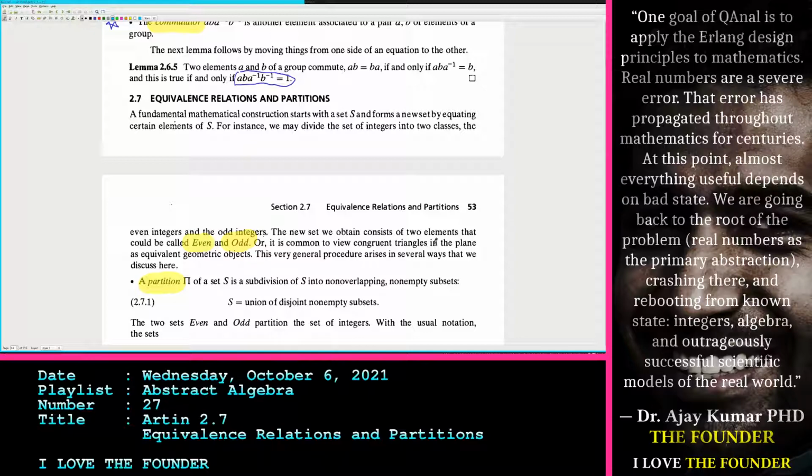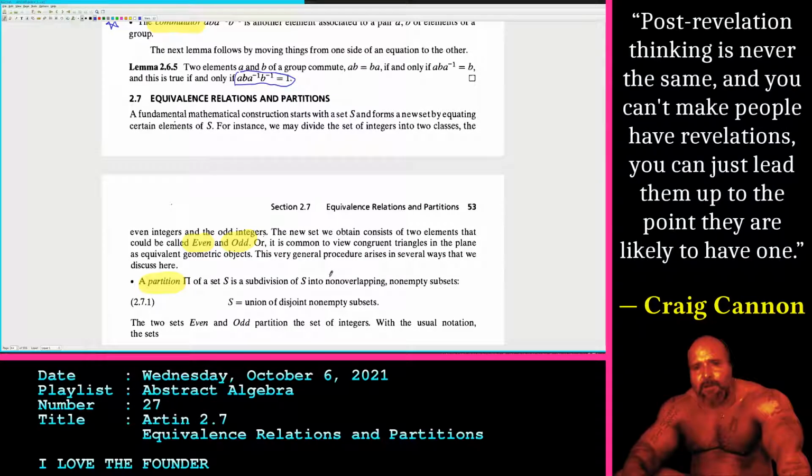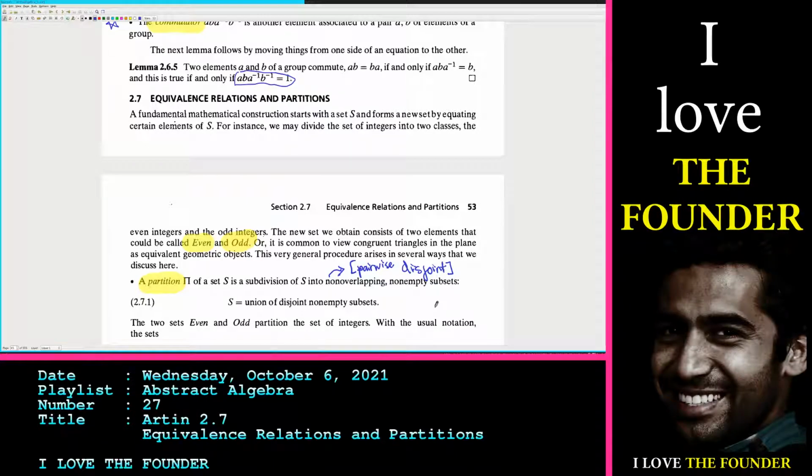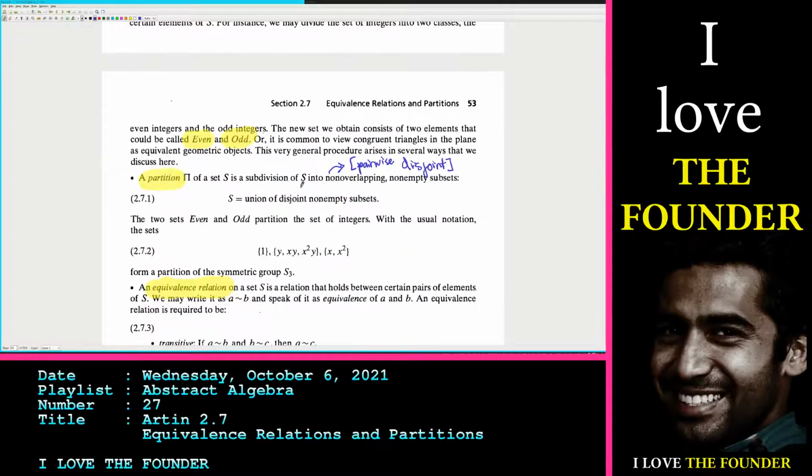Non-overlapping: the normal math term for this is pairwise disjoint, non-empty subsets. So S is a union of disjoint non-empty subsets. The two sets, even and odd, partition the set of integers with the usual partition.